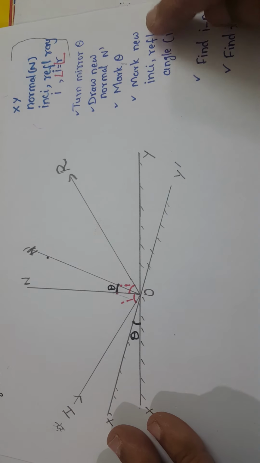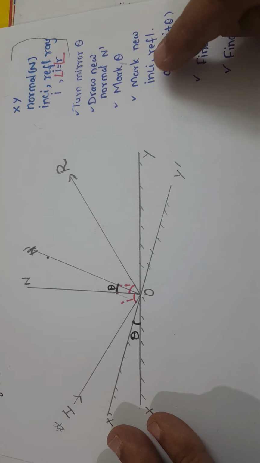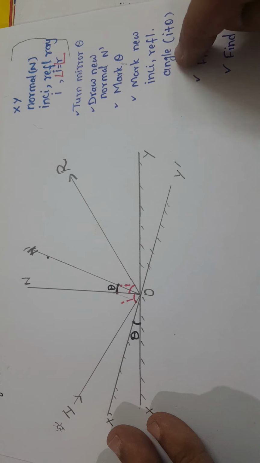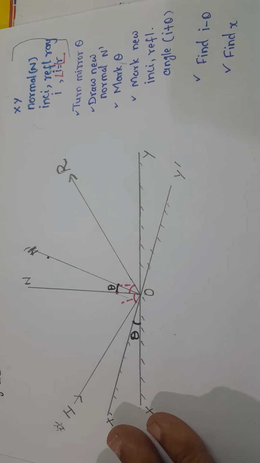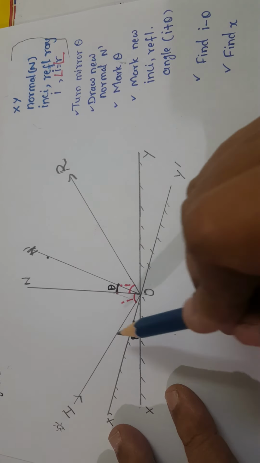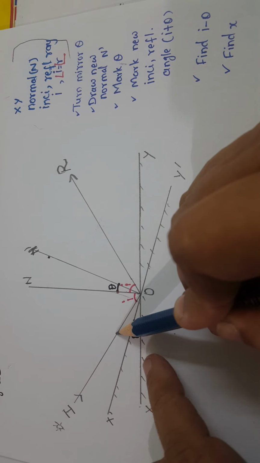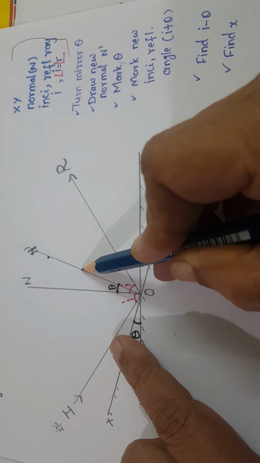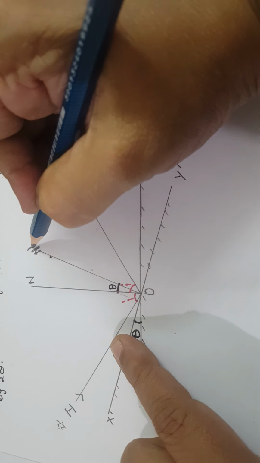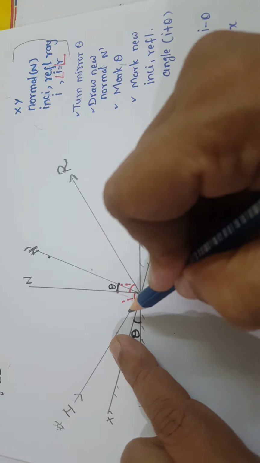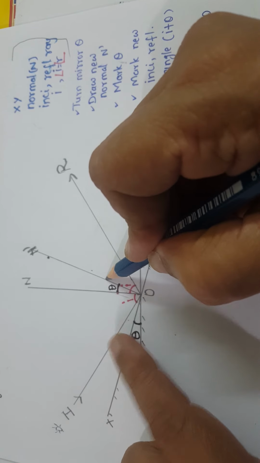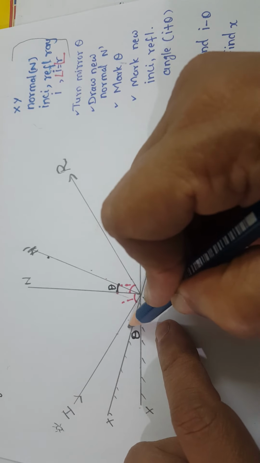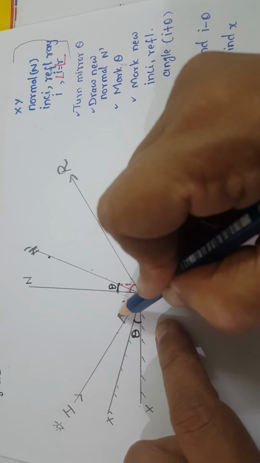Now after marking the theta value, what should you do? You have to mark the new angle of incidence and the angle of reflection. Okay, children, you can see this is the incident ray, and here is the new normal. N dash is the new normal, right? So from the incident ray till this new normal is the new angle of incidence. Okay, shall I mark this?